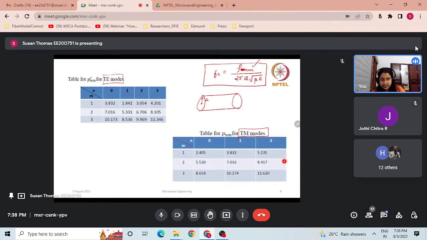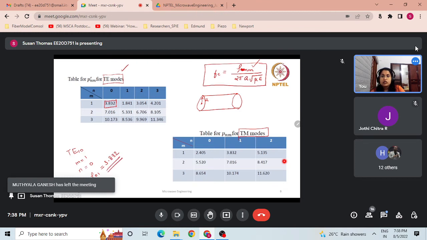I can take one example. I want to find for TE10 mode. So when I say TE10 mode, m is equal to 1, n is equal to 0. So I am going for rho 0 1. Let me see what is rho 0 1 in TE table. So rho 0 1 in TE table is 3.832. So I hope you are getting my point. Similarly, for TM, we need to look at this table.